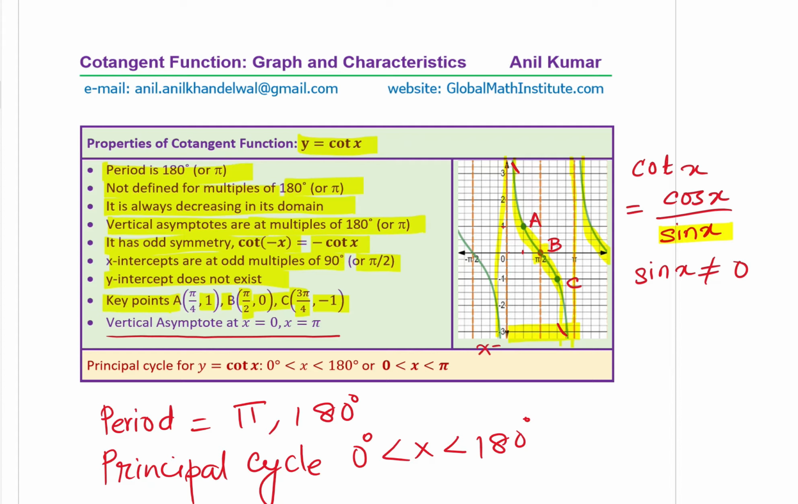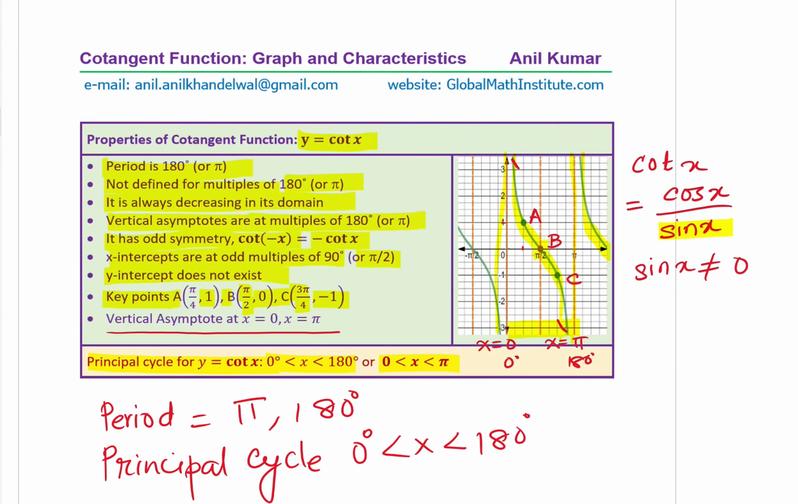So this is our x equals 0 vertical asymptote. This is x equals pi, or you can say 180 degrees, correct? Or 0 degrees. So you could work in either degrees or radians, it almost remains the same. So the principal cycle, as I was saying, will be considered for the cotangent function between 0 degrees to 180 degrees, or 0 to pi. Perfect. Now let's take an example.